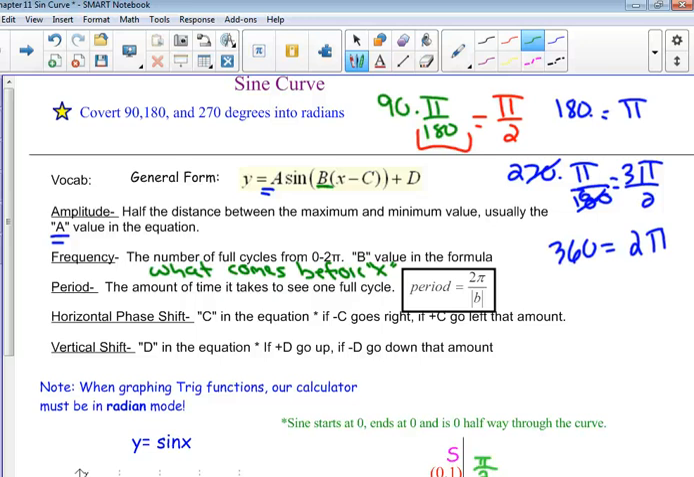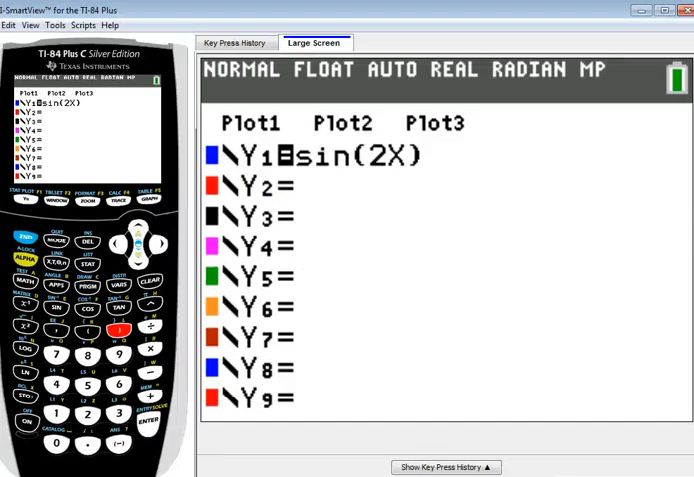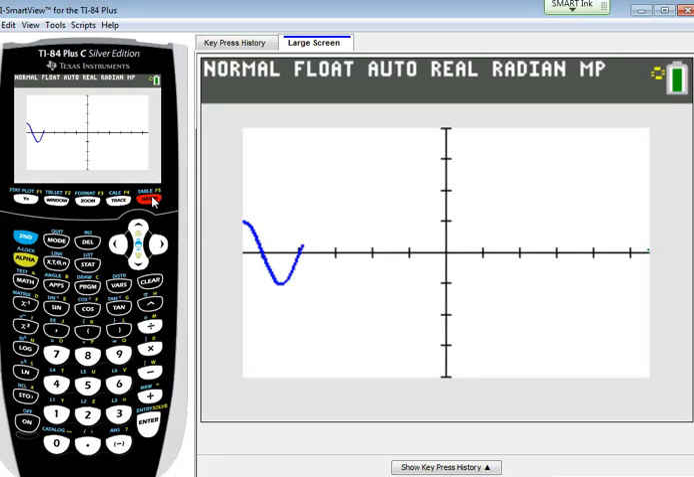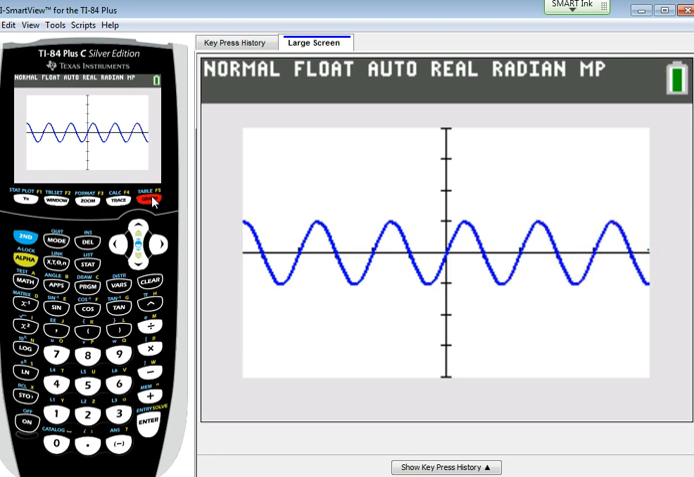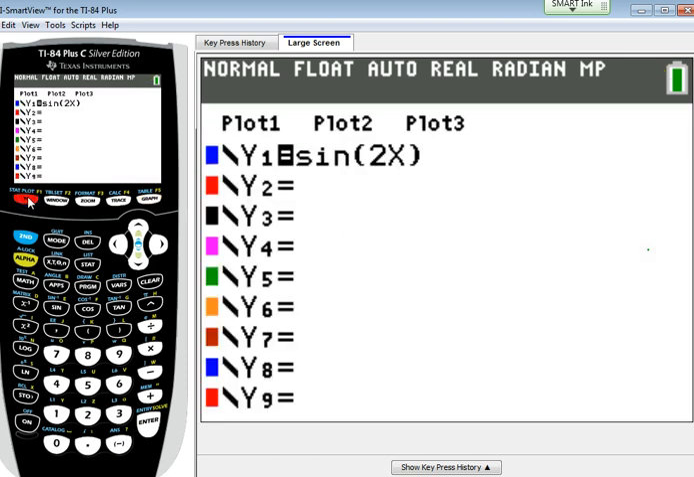But just for definition purposes, frequency is going to be the number of full cycles between 0 and 2 pi. So if I graph this thing, it changes a little bit. Wait, is it 3 sine 2x? What did I do? No, I did sine 2x. So if you did 3 sine 2x, yours will just be a lot taller, like up and down.